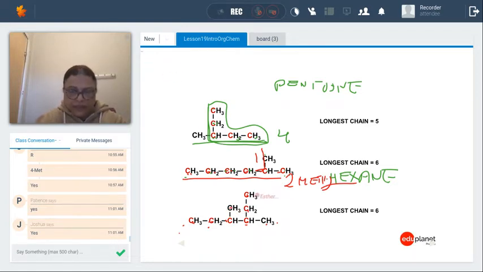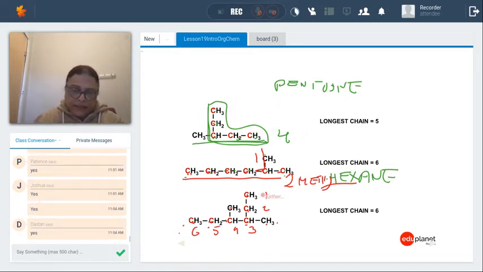Where do I start counting? 1, 2, 3, 4, 5, 6, or 1, 2, 3, 4, 5, 6. So now I understand that this is a hexane, correct? So far so good? Let's say that we start counting from here, 1, 2, 3, 4, 5, 6. Then I have one branching at position 3, and the other branching is at position 4.